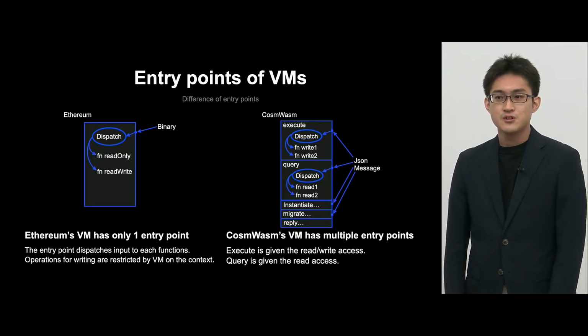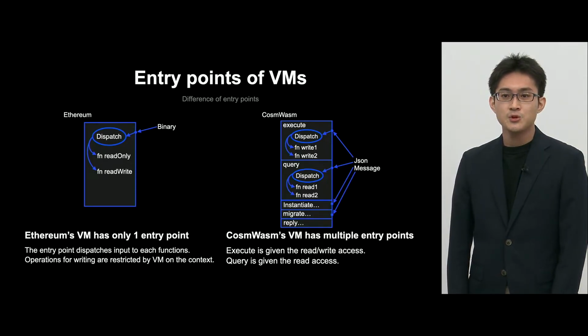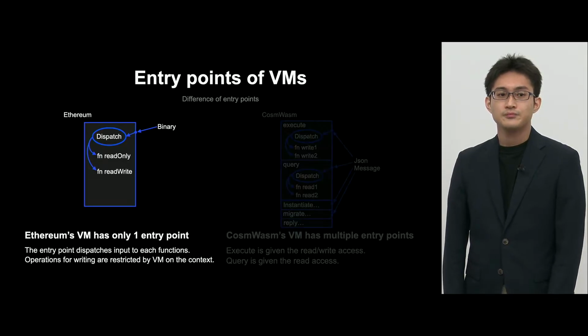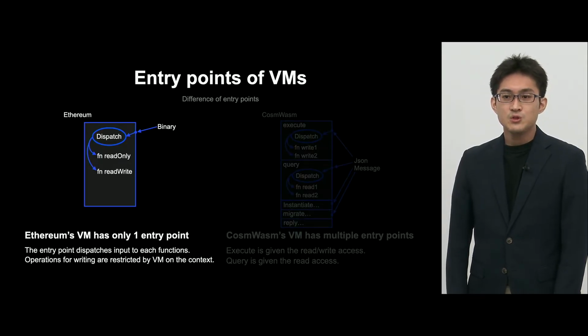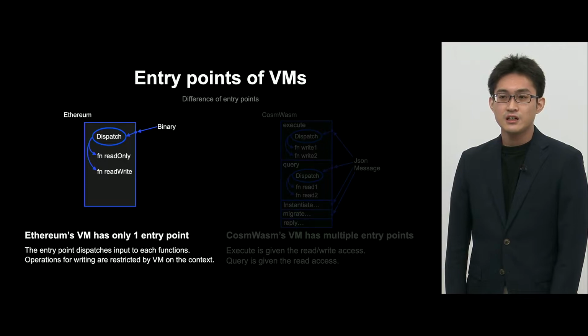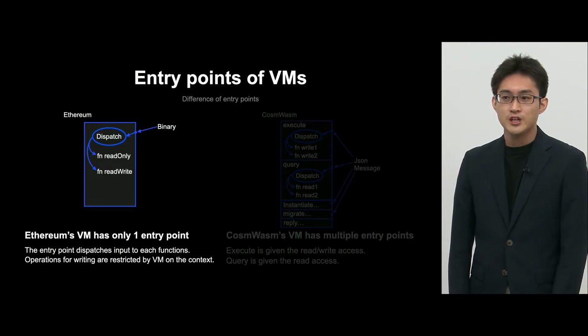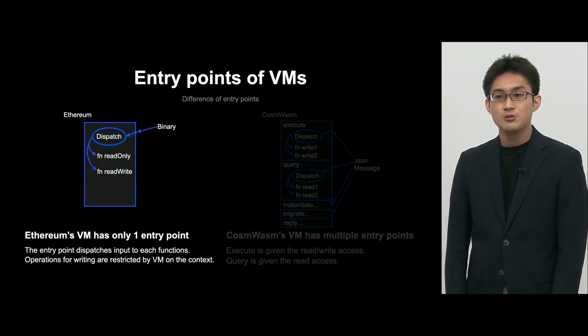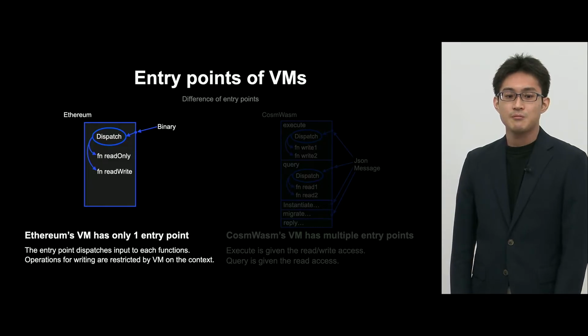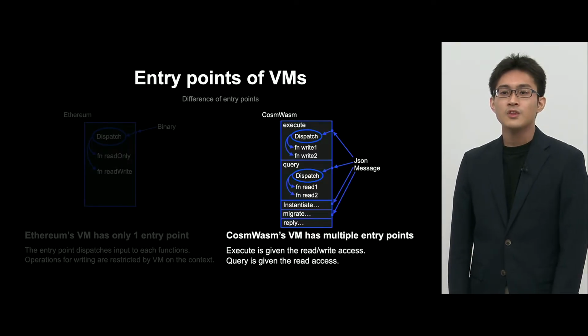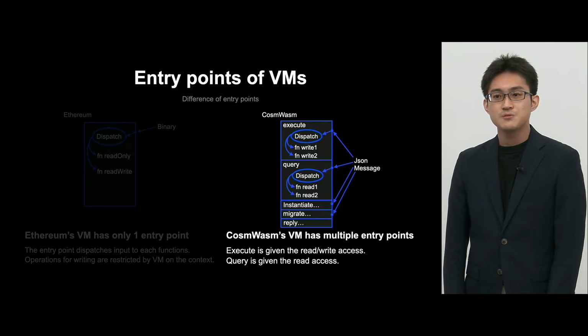First, in Ethereum and CosmWasm, there is a difference between the entry point of the contracts. The contract of Ethereum internally has only 1 entry point, and there is an input binary that is parsed, and the function that is called in that binary is dispatched. The access to the storage from the code is managed by the VM.